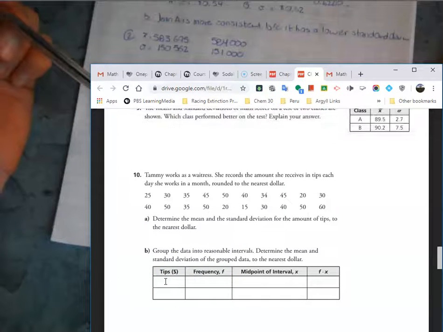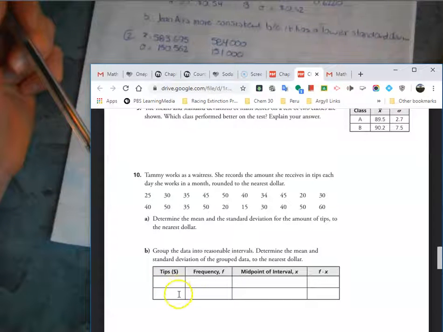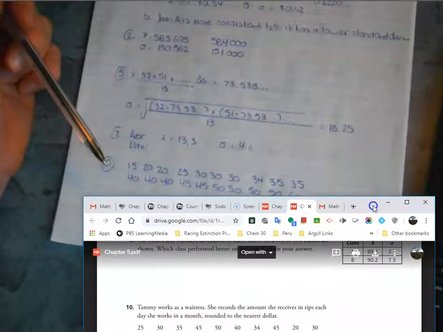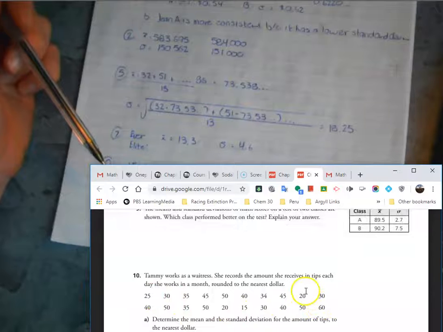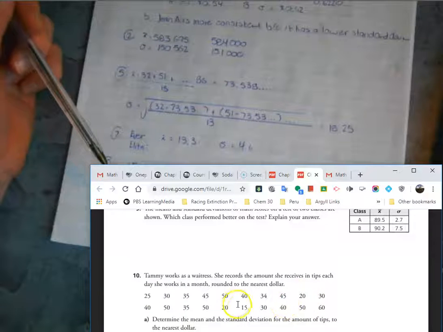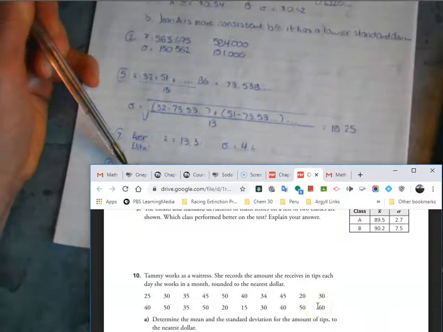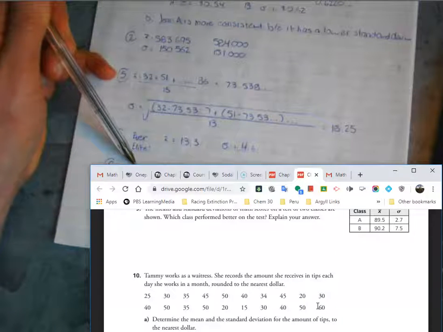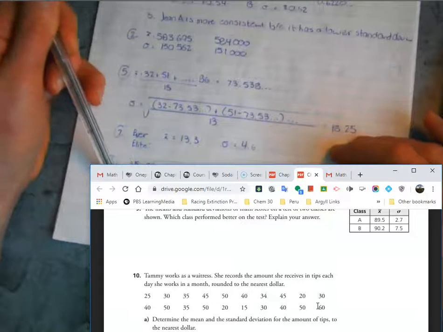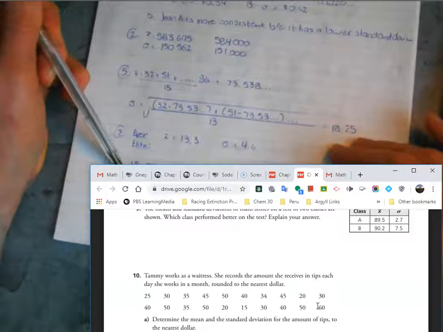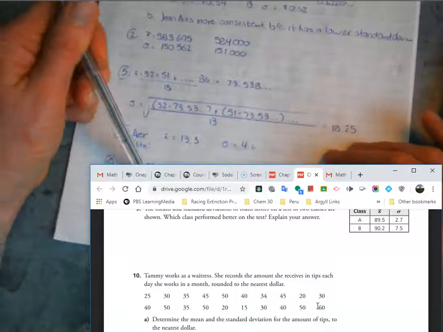Because they only had two parts here, I wasn't sure if they only wanted us to have two groupings. So when I looked at the data, the lowest number is 15 and the highest number is 60. If I wanted an approximately equal number of data points in each group, it would work out if I did 15 to 35, and then technically you could call the next one 35 to 60, but I did 36 to 60 because 35 is included in the first one.